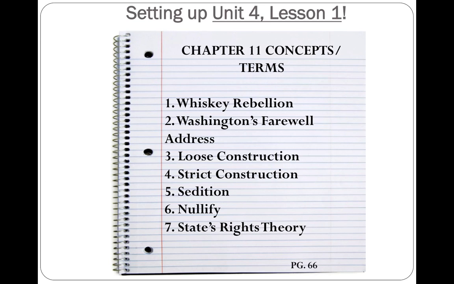Number 1, Whiskey Rebellion. 2, Washington's Farewell Address. 3, Loose Construction. 4, Strict Construction. 5, Sedition. 6, Nullify. 7, States' Rights. That's on page 66. In case you haven't noticed, I'm going a little faster, so I want to make this a lot more efficient.